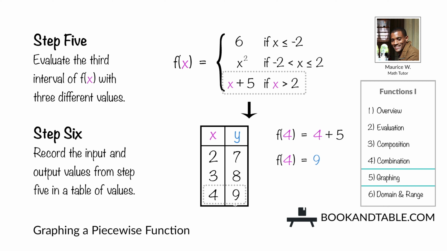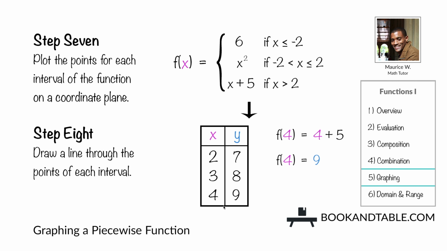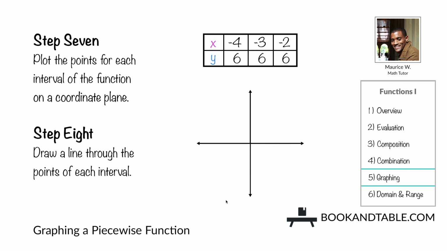So now that we have the table of values for each interval of this function, step 7 is to plot the points for each interval of the function on a coordinate plane. So we'll start with our first table of values. In the first interval, it has a consistent value of 6 when x was equal to or less than -2. So our first 3 points are -4, positive 6, -3, positive 6, and -2 and positive 6. And then we draw a line through the points. So this will be our first interval here.